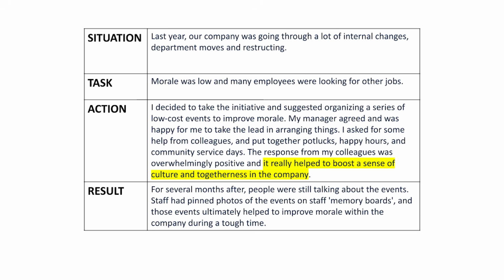So the second reason this answer is strong is here. It says here, I helped to boost a sense of culture. The response was overwhelmingly positive, and what that does is demonstrate multiple skills in one. It shows that you have motivational skills and you're aware of how to implement and use them in a way that motivates multiple people.